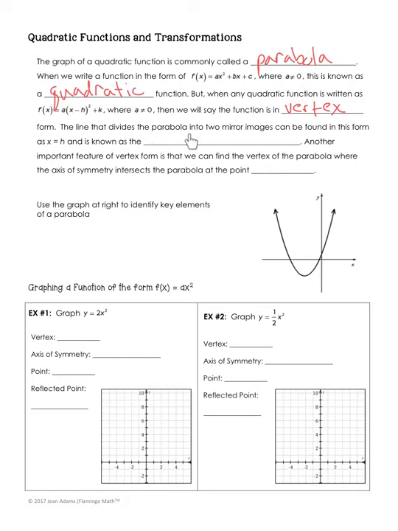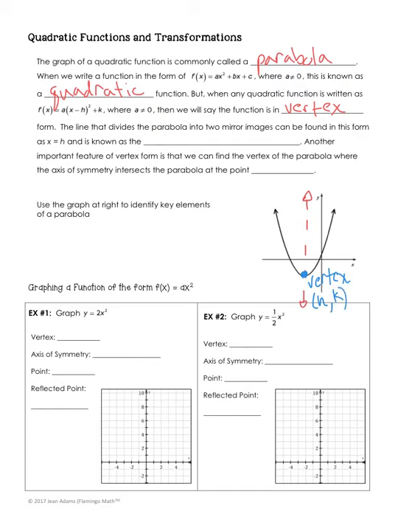The line that divides the parabola into two mirror images can be found in this form right here as x equals h. So look at the graph below here. If this is the parabola, this right here would be the axis of symmetry. It's cutting that parabola in half. And this point right here is the vertex. And that vertex is going to be known as h comma k.